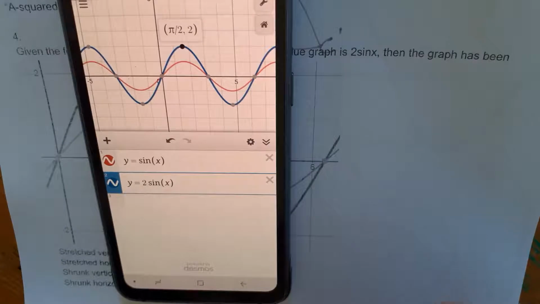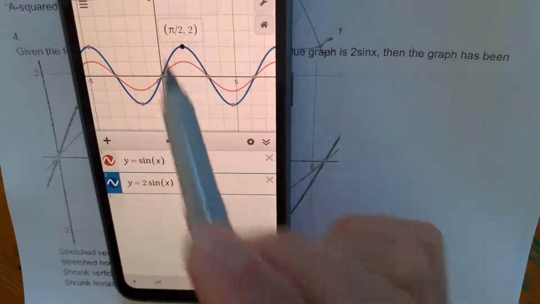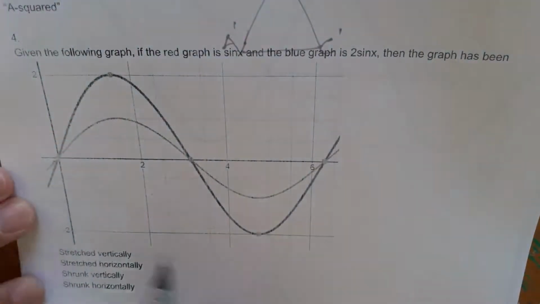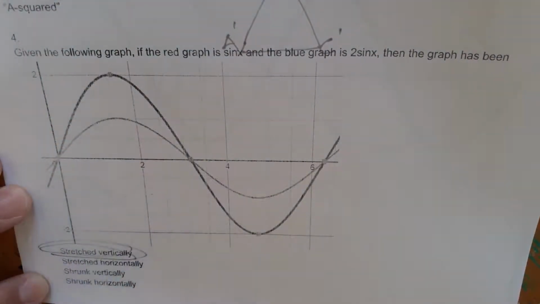All right, so we're going to play with Desmos. At this level in geometry, we're just trying to get an expansion into the idea of, is this being stretched horizontally or vertically? In this case, it's being stretched vertically, right? So we're going to do stretch vertically. That's our answer choice here.